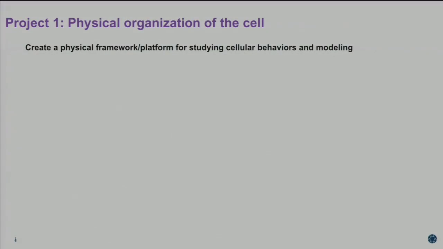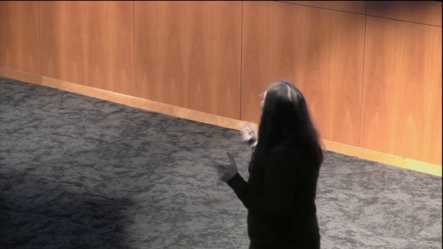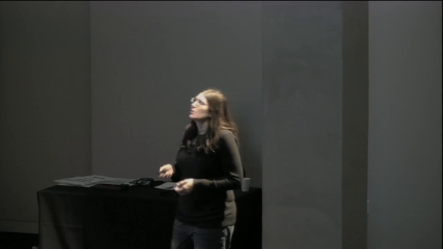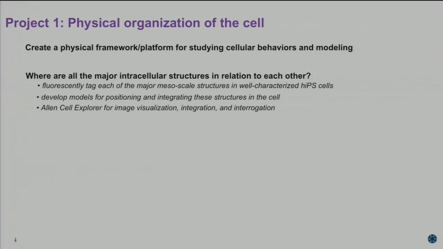So that leads me to why we have the first project that we have, which is the physical organization of the cell. So we want to create a physical framework for studying cell behavior and to model that behavior. It makes a lot more sense to look at where signaling events occur if we know exactly what parts are needed in those regions where the signaling occurs. So the first goal is to determine where are all of the major structures in relation to each other. And the way we do this, which you'll hear a lot more about, is to fluorescently tag each of these structures in very well-characterized normal cells, as normal as we're going to get them. Develop models for positioning and integrating these structures, which you'll hear about as well, and have a way of accessing all of that information.